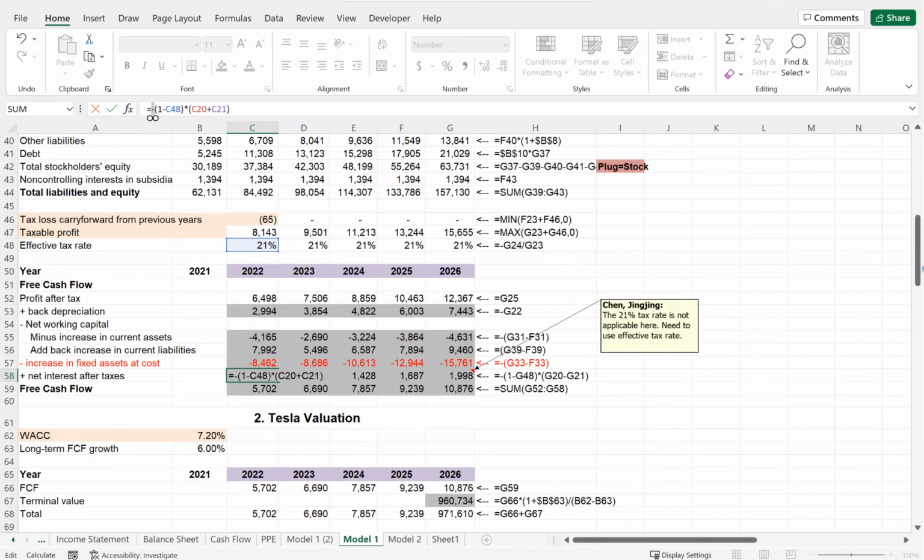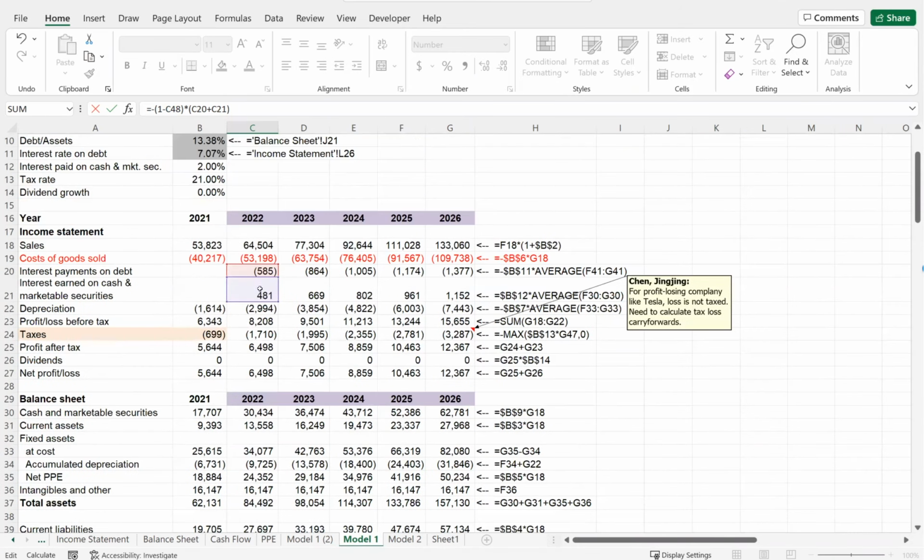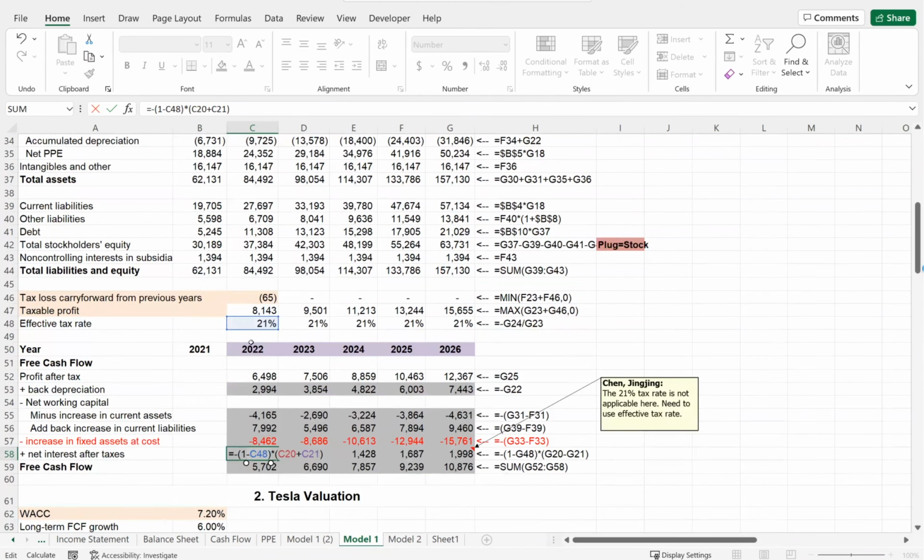And then here, 1 minus the tax rate will be the tax adjustment. Since both of these two items are pre-tax, they will enter the calculation of profit before tax here. So the amounts here will affect the tax payment. Tax payment is a cash expense, so it cannot be added back. That's why we want to do the tax adjustment.